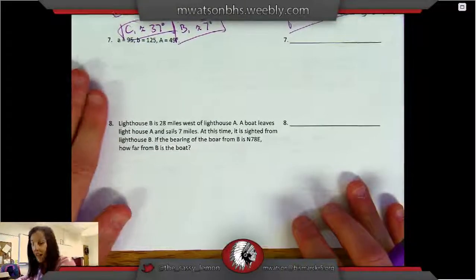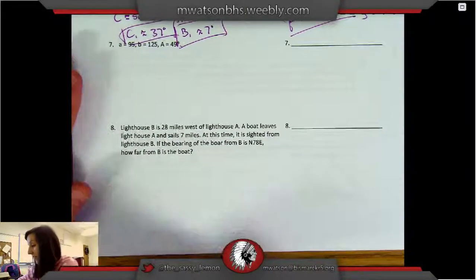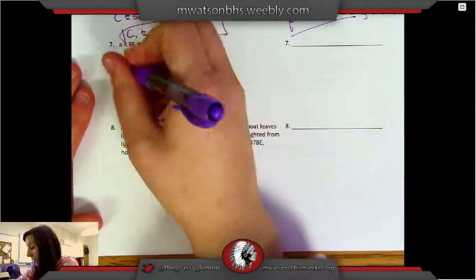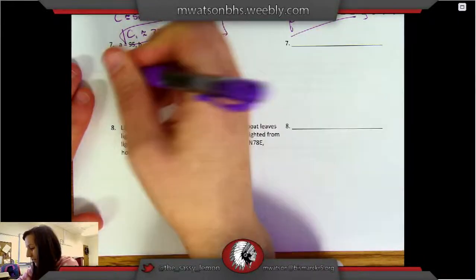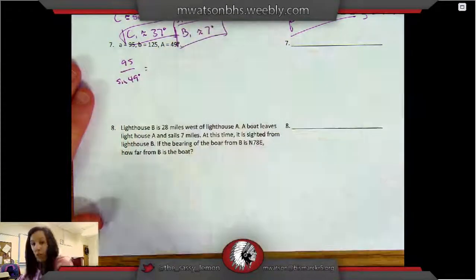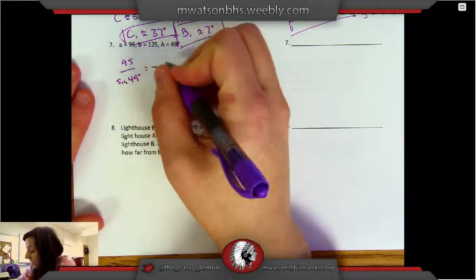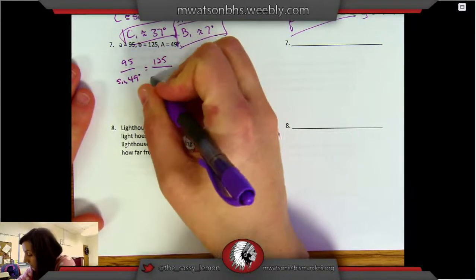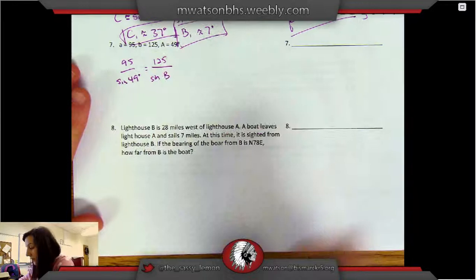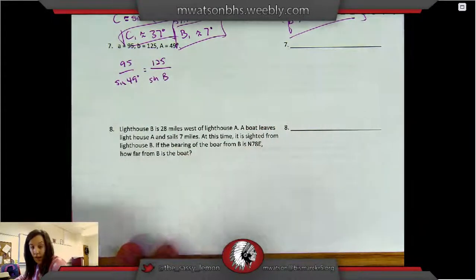Number 9, again, we start with a known ratio and a side length. So I'm going to start with that known ratio, 95 over sine of 49 degrees equals, I'm looking for angle B, and I've got side length B. So I just set up this proportion. Since I'm looking for an angle, I know I'm going to have to do inverse sine here at the end.